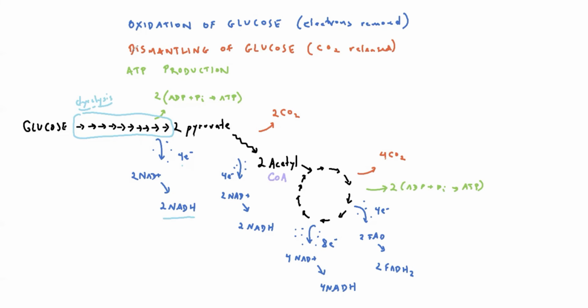And then you look also, we're talking about some oxidation of glucose. We're not seeing a whole lot of dismantling of glucose, maybe not so much of this, but we are seeing ATP production, right? We're getting 2 molecules of ATP being produced from ADP and phosphate. This is what happens in the cytosol.